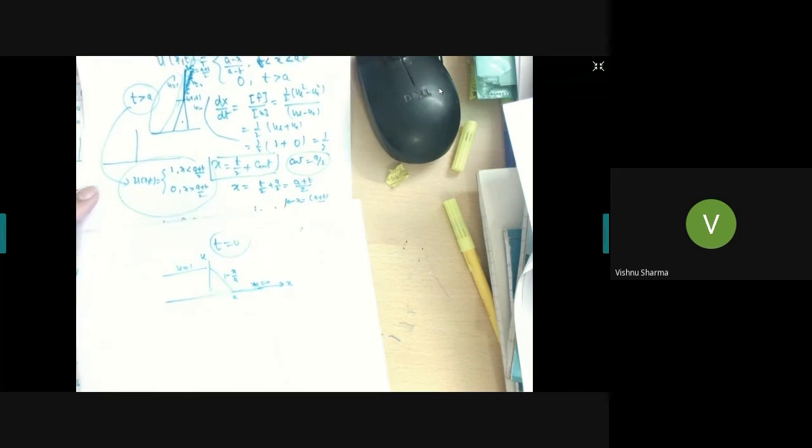Now what happens when t is greater than 0? Look here how the profile has undergone change. When x is less than t, this is 0. So now it has moved. x is definitely greater than 0 and less than t, and it is 1. So up to here it goes. Then from t to a, x is greater than t but less than a.